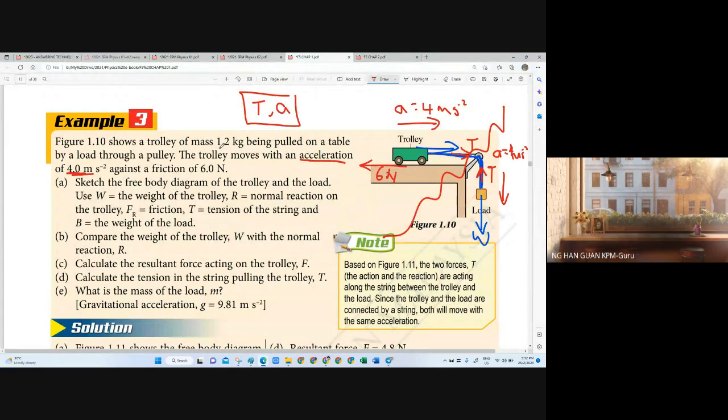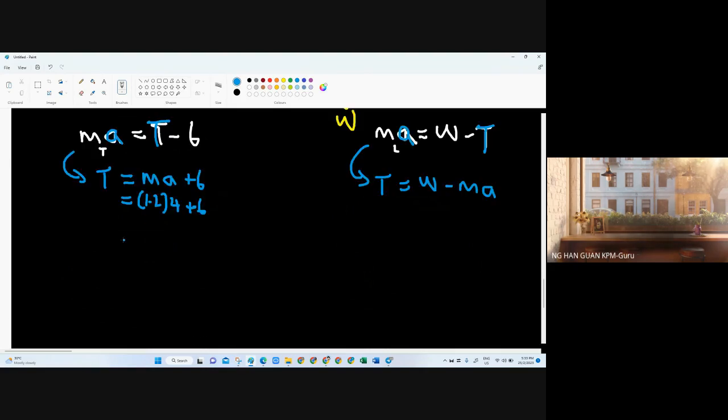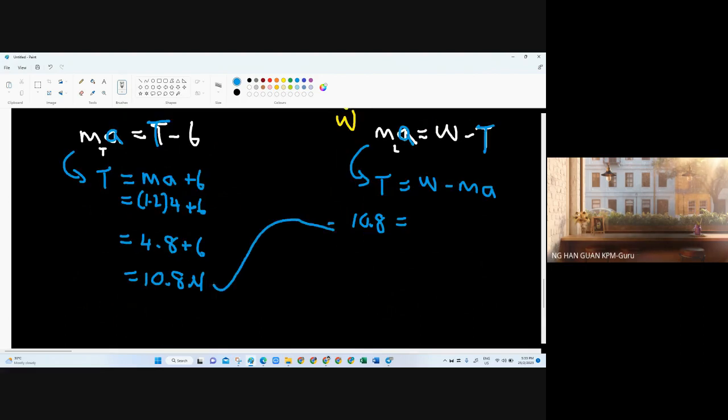So we don't have the root. We only have the M for the trolley, which is 1.2. So T equals 1.2 multiplied by 4 plus 6. Then we solve it here: 4.8 plus 6 is the tension, which becomes 10.8 Newton. And coming to here, we have the 10.8 tension.